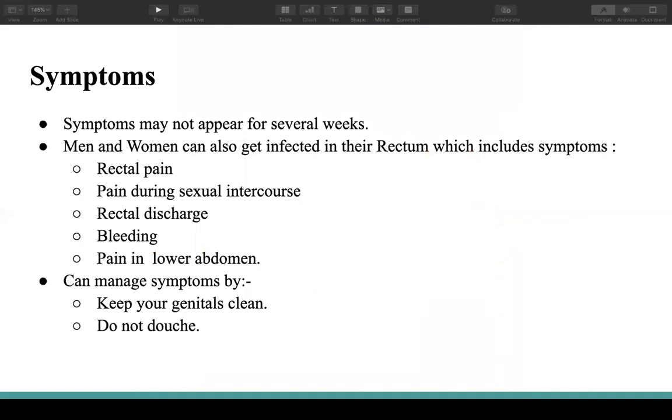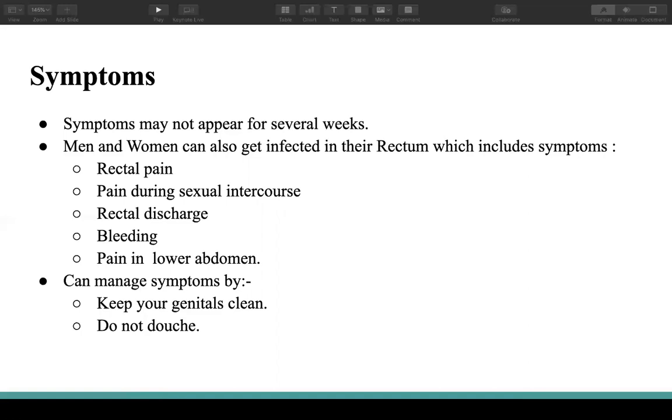The symptoms of chlamydia may not appear for several weeks, which makes it hard for a person to know whether they are infected or not until a test is done. Men and women can also get infected in their rectum, which includes symptoms of rectal pain, pain during sexual intercourse, rectal discharge, bleeding, and pain in the lower abdomen.